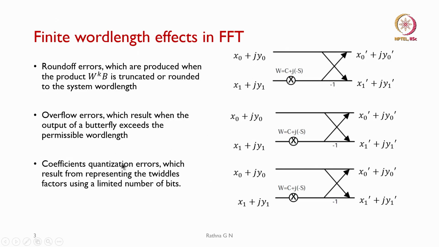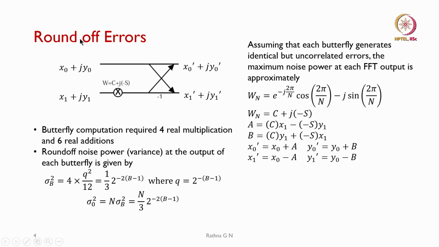The other one is the coefficient quantization errors. This is the third one, which results from representing the twiddle factors using a limited number of bits. We cannot represent W_N^k itself, because an infinite number of bits is not available; it depends on the number of bits. So we have to truncate our twiddle factors, and that will cause coefficient quantization in the sine and cosine functions that we store. We will see round off errors first.